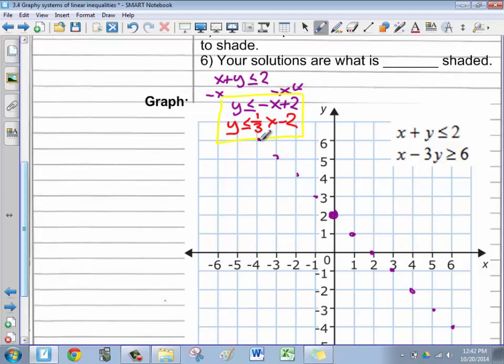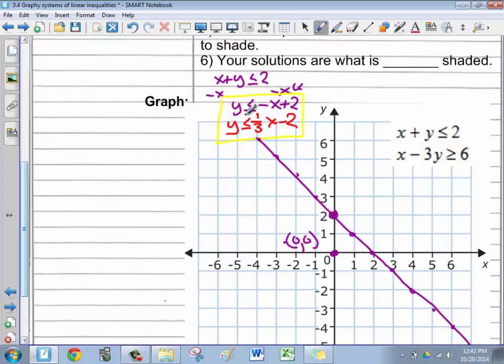Now I got to pick a point that I'm going to plug into this equation and see if it's true. Mr. Benson told you a long time ago, pick the point 0, 0, unless it's on a line. That's the easiest point to plug into this. So I'm going to pick that point. If it turns out to be true, I'm going to shade below this solid line. Remember, it's a solid line. How do we know that?